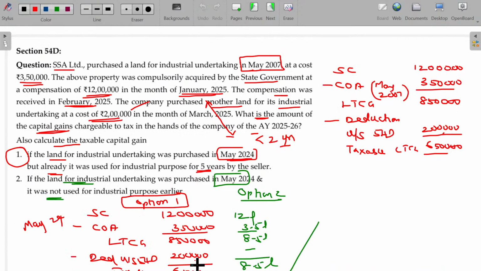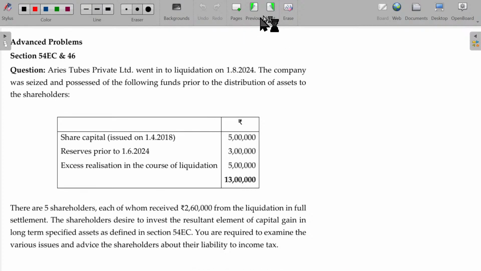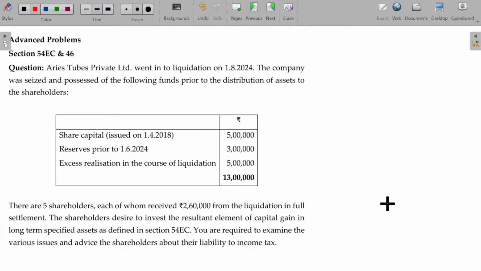Now let's start with comprehensive illustrations one after one related to 54EC as well as section 46 both. Okay, section 46 is all about liquidation. If the company got liquidated, you will be getting compensation, right? Or any asset distributed. Any asset distributed on liquidation will be considered at your fair market value on the date as the cost of acquisition, and other things being same. Aries Tubes Private Limited went into liquidation on 1/8/24.